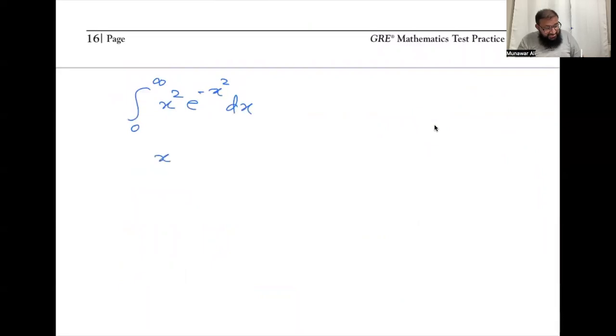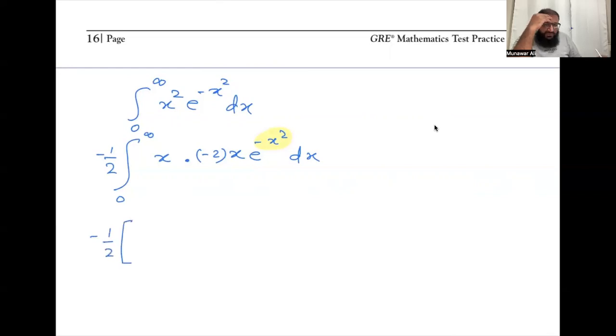What am I going to do? I'm going to write this as x times x e to the negative x square dx from 0 to infinity. Now this power is negative x square and its derivative is going to be negative 2x. So what am I doing? I'm multiplying negative 2 and dividing 2 in front. So this remains over there. Now what am I going to do? I'm going to apply integration by parts. And this is my u. And this whole is my v.